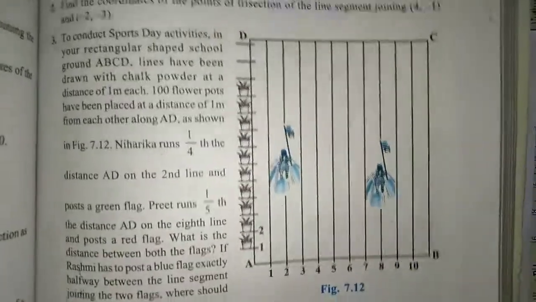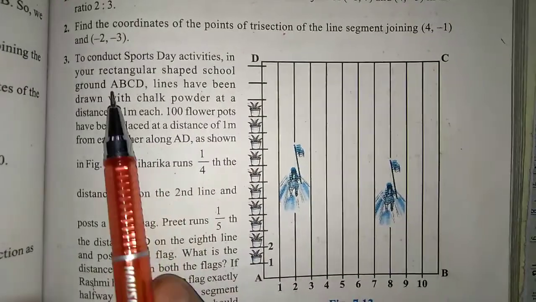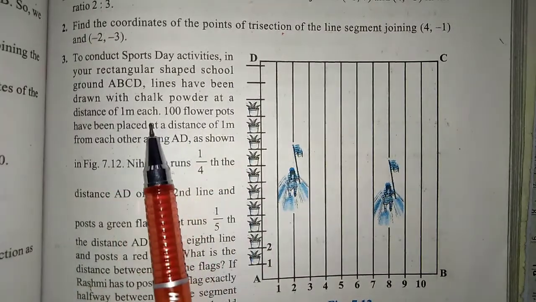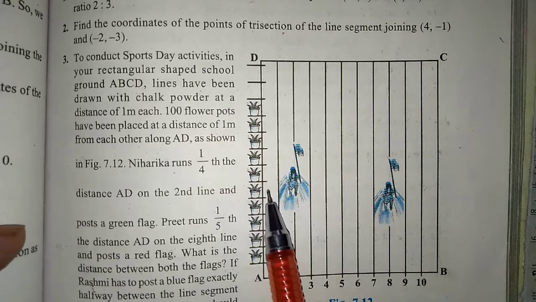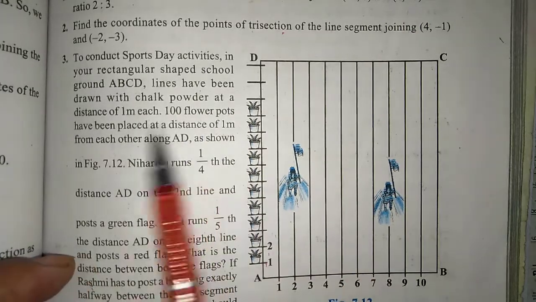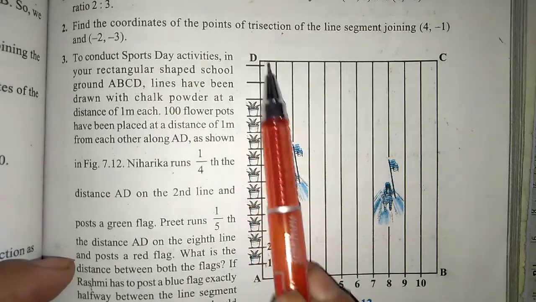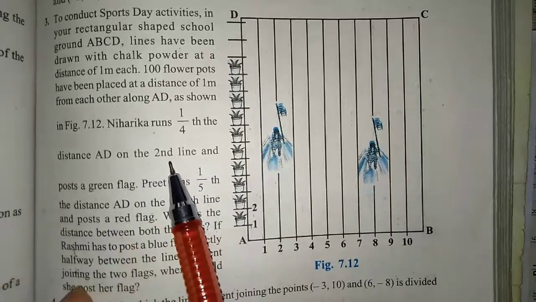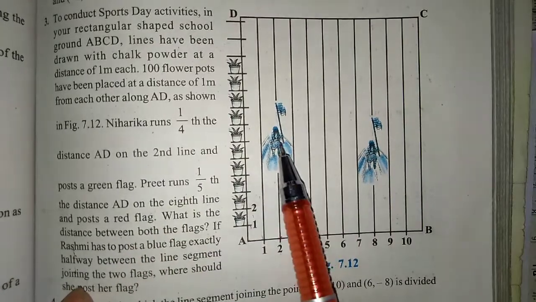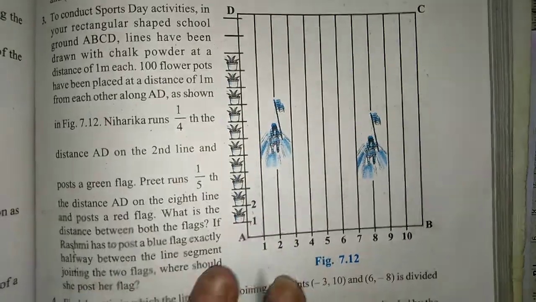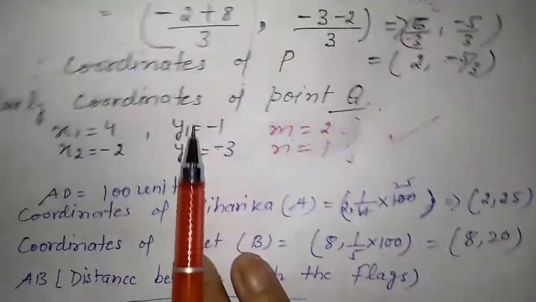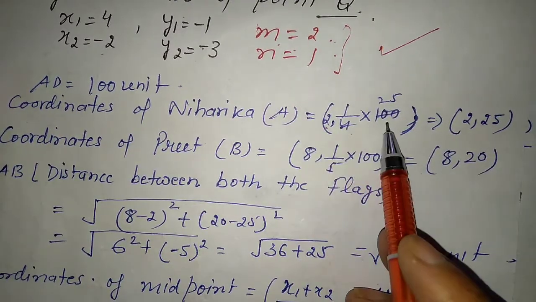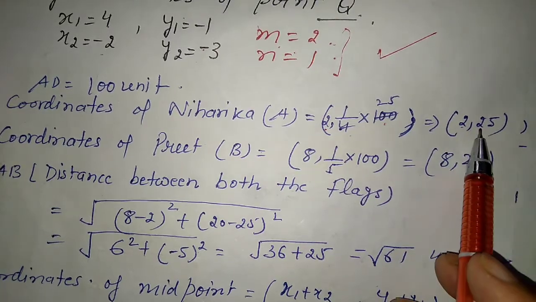It is a case-study-like question. To conduct a sports activity in your rectangular school ground ABCD, drawn with chalk powder at a distance of 1 meter each, these are of 1 meter each: 1, 2, 3, 4 like this. 100 flower pots have been placed at a distance. So here is AD, and AD means 100 meters. Niharika is at 1/4 of AD in the second line. So we can find the coordinates of Niharika: 2 is the value of x, and 1/4 of 100. So this is 2 and 25.